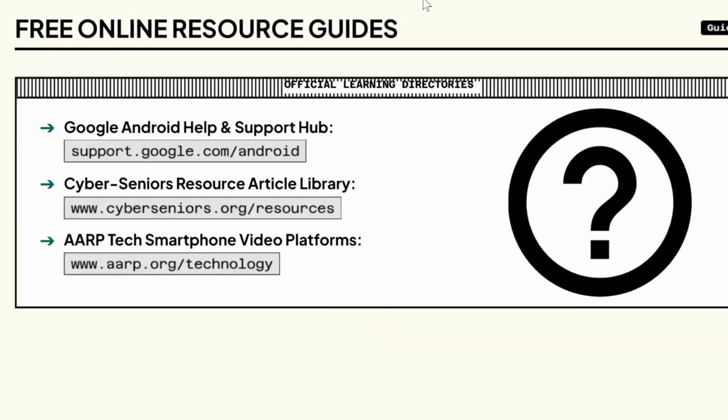Free online resource guides. So for Google, Android Help and Support Hub, you'll want to go to support.google.com/Android. And then for Cyber Seniors, we have some resources for Android as well, located at www.cyberseniors.org/resources. And then AARP also has some videos at www.aarp.org/technology.